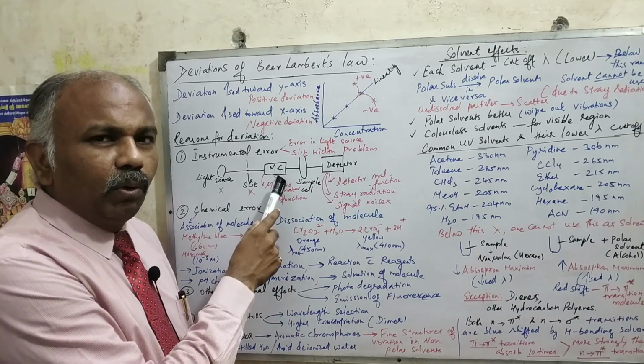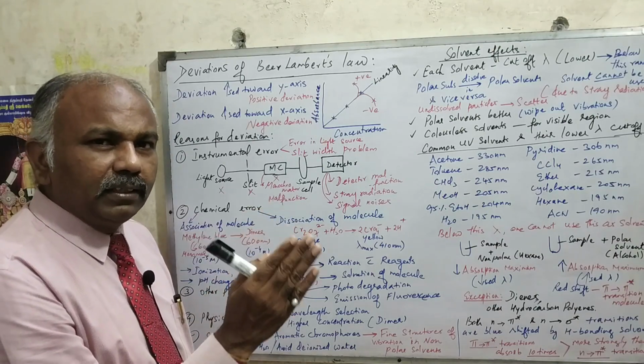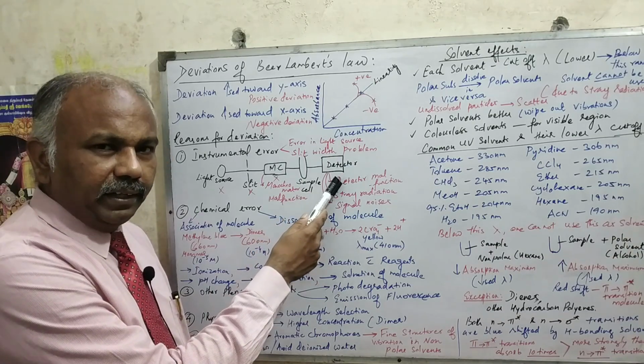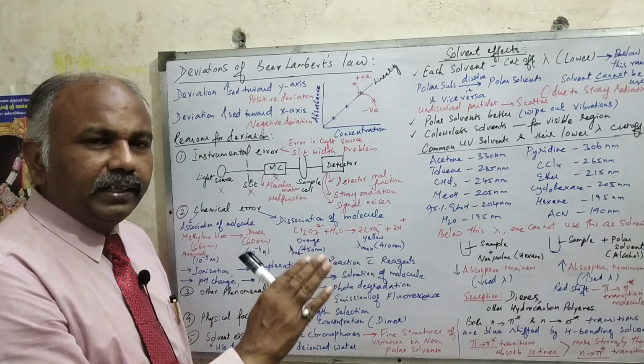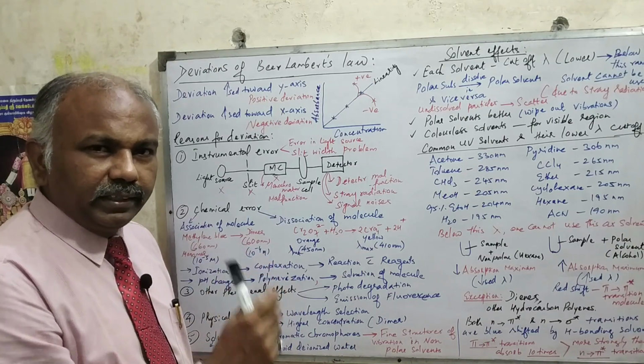Then we have the monochromator. The monochromator is used for separating the wavelengths of dispersed radiation. After that comes your sample cell, then comes your detector. The detector converts the light energy to electrical energy. This is the basic function of any photoelectric detector.